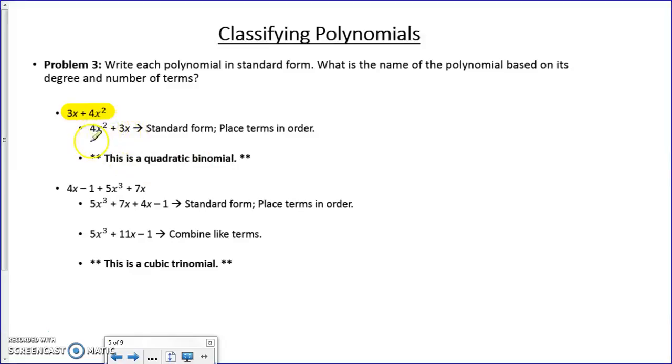So there are 2 terms here. We see the exponent of 2, that's the degree, so it's quadratic. 2 terms is binomial, so this is a quadratic binomial. Always start off with the word that describes the degree.